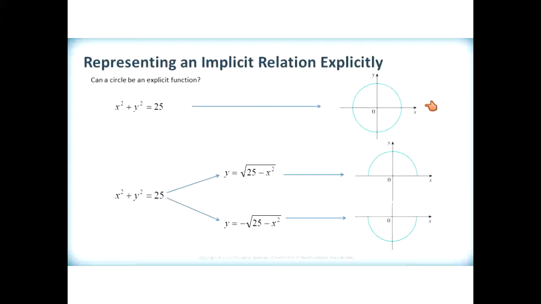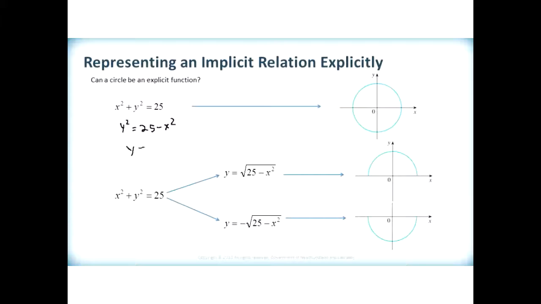Well, is it possible for us to take the equation that we have representing that circle and write it as an explicit function? Well, we could sort of try. You can think of the algebra that would be involved with that. We'd of course want to take y squared and get it by itself first.